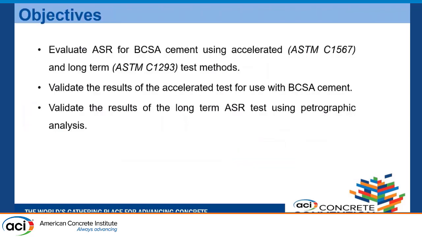To state the objectives: the first is to evaluate ASR for BCSA cement using the accelerated test ASTM C1567 and the long-term test C1293. The next is to validate the results of the accelerated test for use with BCSA cement. And the third is to validate the results of the long-term test using petrographic analysis.